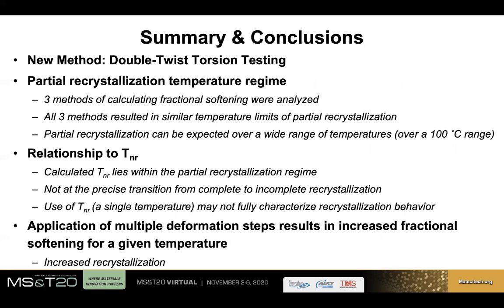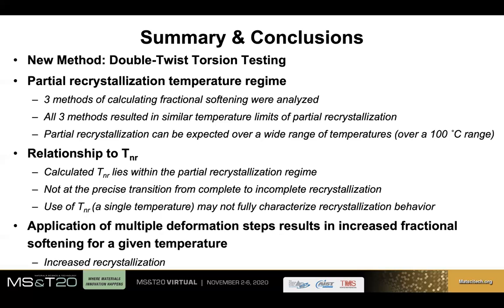So to wrap up, we have applied a newly developed double twist torsion test to a microalloyed steel and used it to predict the temperature regime of partial recrystallization using 3 different methods for calculating fractional softening. And this is based on the correspondence between fractional softening calculations and the recrystallized fraction noted in the literature. And all 3 methods that we used to calculate fractional softening resulted in fairly similar temperature limits of partial recrystallization. In addition, we can see the partial recrystallization can be expected over a fairly wide range of temperatures, over 100 degrees C range in each case, regardless of the method used to calculate fractional softening.